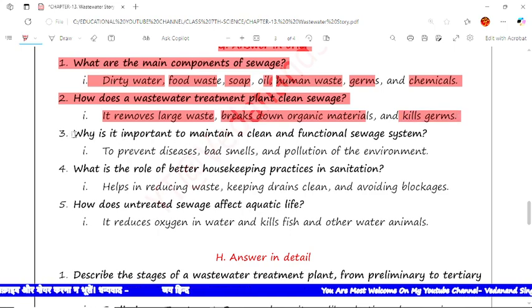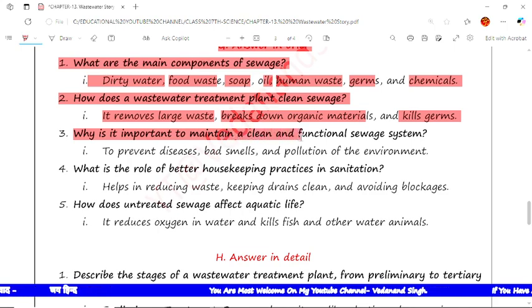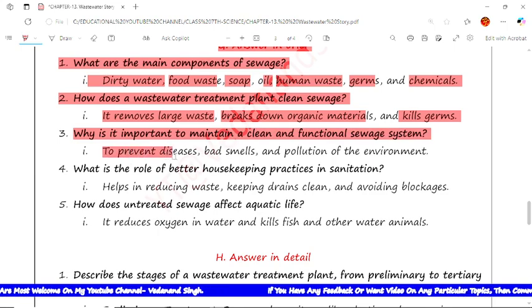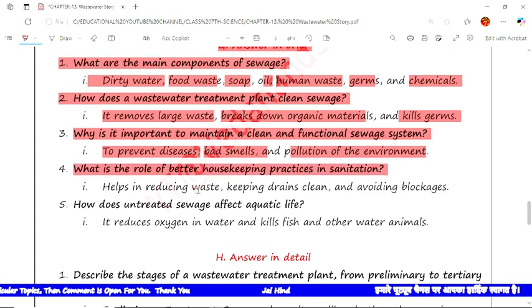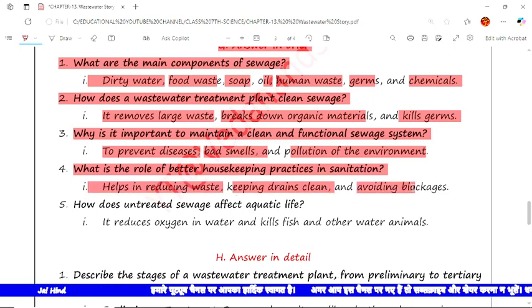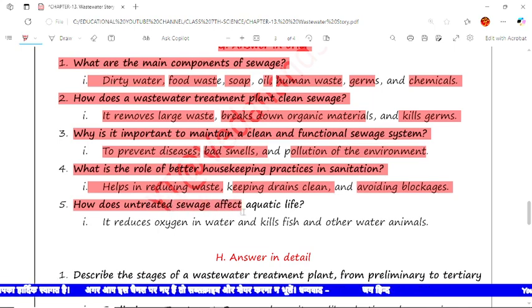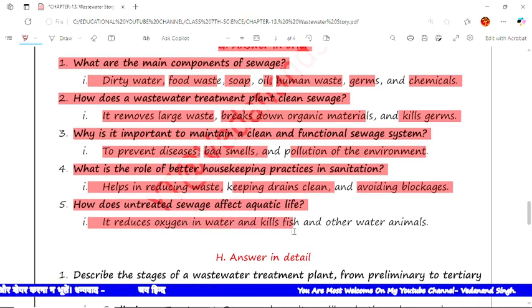The next question is why is it important to maintain a clean and functional sewage system? The answer is to prevent diseases, bad smells and pollution of the environment. The next question is what is the main role of better housekeeping practice in sanitation? The answer is it helps in reducing waste, keeping drains clean and avoiding blockage. The next question is how does untreated sewage affect aquatic life? The answer is it reduces oxygen in water and kills fish and other water animals.